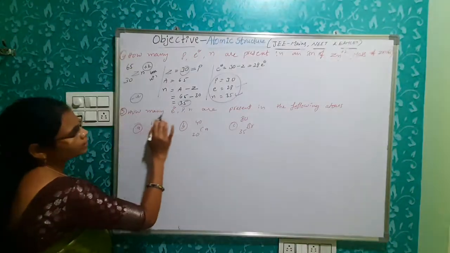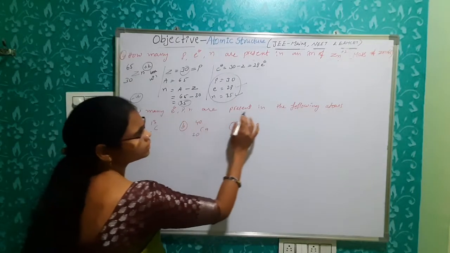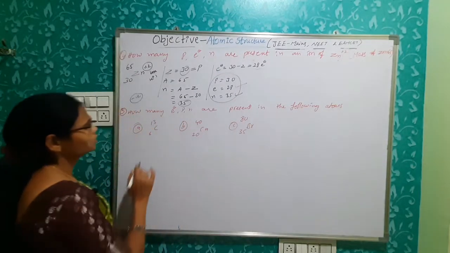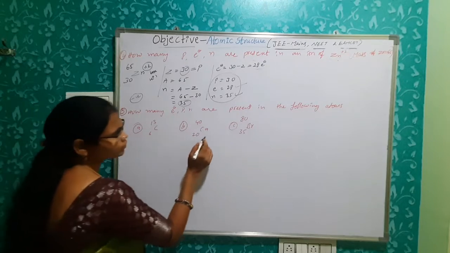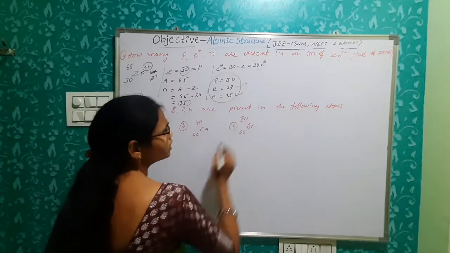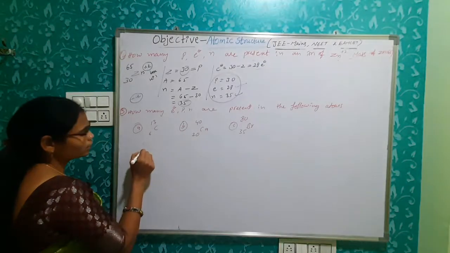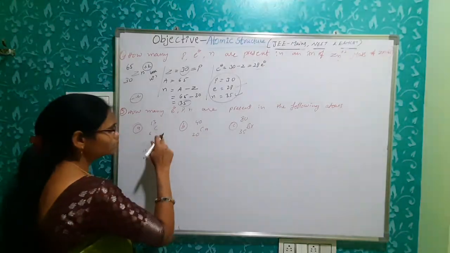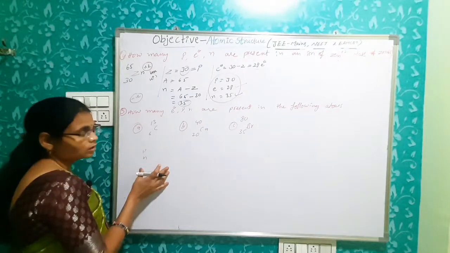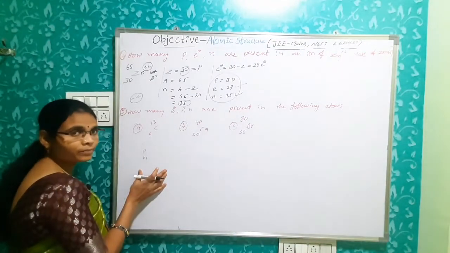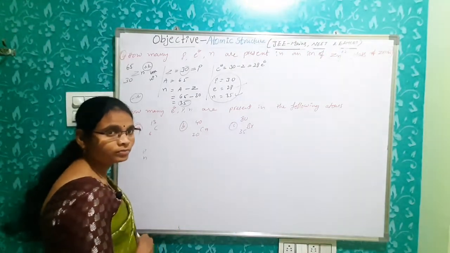So next, how many electrons, protons, neutrons are present in the following atoms? Carbon-13 isotope, calcium-40, bromine-80. Okay. So simply you have to find out electrons, protons, neutrons in the atom of the element. You have to do it. Okay. Let's go for the next topic.